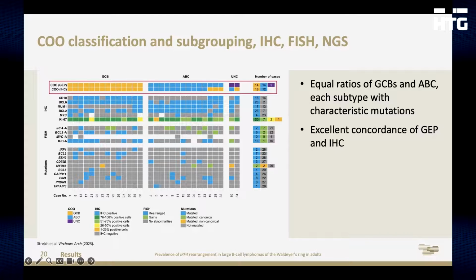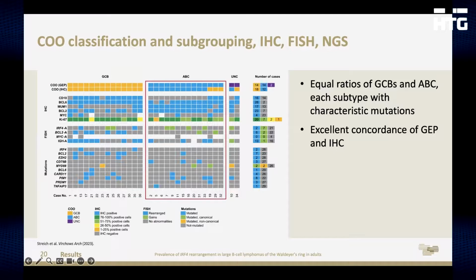The first group consisted of all 14 cases classified as GCB by gene expression profiling. All of those cases were also classified as GCB type using immunohistochemistry, and most of them were positive for CD10 and BCL6 while lacking MUM1 expression. In 2 of these cases, IRF4 rearrangements were detected, which were the only IRF4 rearrangements in the whole case collective, as well as BCL2 rearrangements in 6 cases. And all cases with those rearrangements also carried mutations of the corresponding gene. Furthermore, frequent mutations were found in EZH2, CARD11, and PIM1.